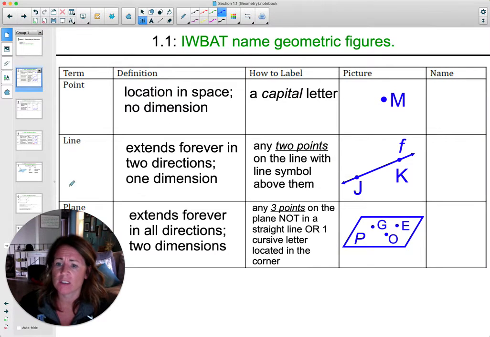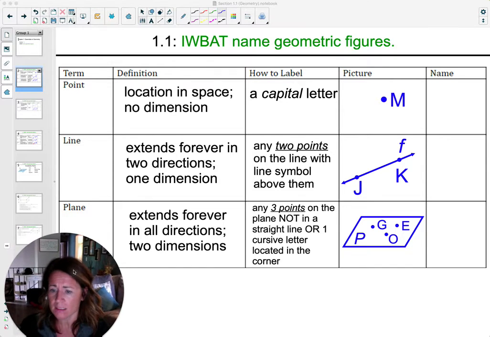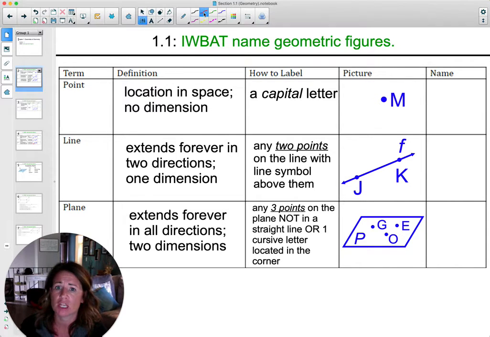So this first set of vocab here, we're going to learn about points, lines, and planes. These are going to be the basis for pretty much everything we talk about in geometry; everything is going to be made up of versions of these things.